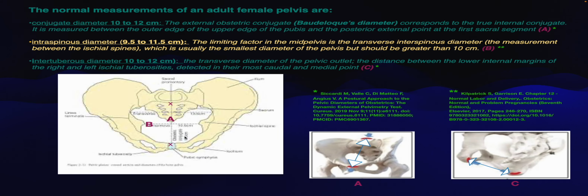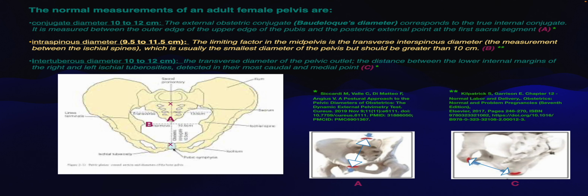And here's just some more images. So we just discussed the intraspinous diameter within the mid-pelvis. Now the conjugate diameter. First of all, B here is the intraspinous diameter between the ischial spines. The conjugate diameter is usually between 10 and 12 centimeters, and you can think of this like an AP, or anteroposterior, diameter.